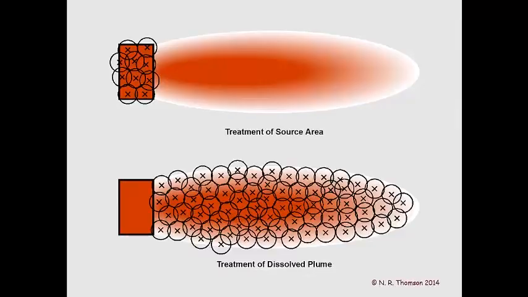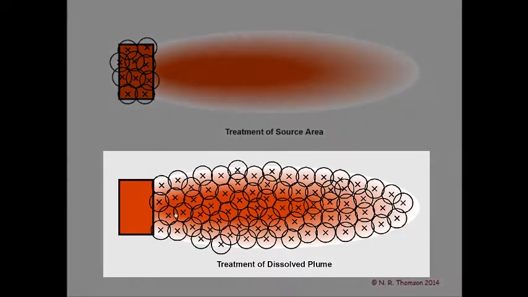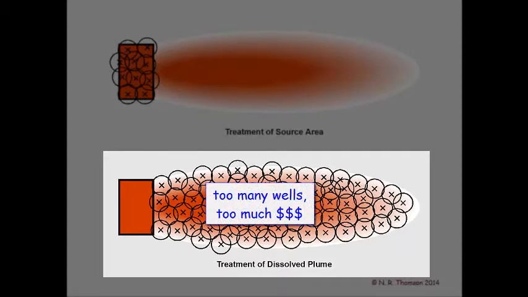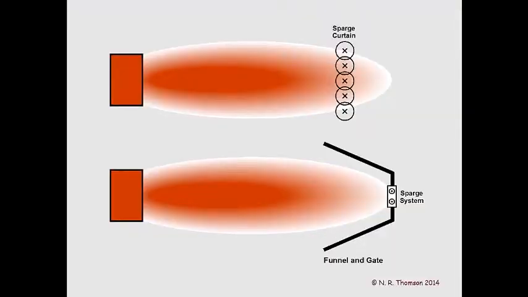In situ air sparging has been used to treat both a source zone and a plume. For the source zone in the upper figure here, we see the source zone has a collection of air sparging wells around it. For a dissolved plume treatment, you can see that the plume itself has been completely covered with air sparging wells, and the circumference of the air sparging well is called the radius of influence. Air sparging has also been used as part of a sparge curtain at the downgradient end of a plume, and has also been part of a funnel and gate, where within the gate air sparging wells are placed.